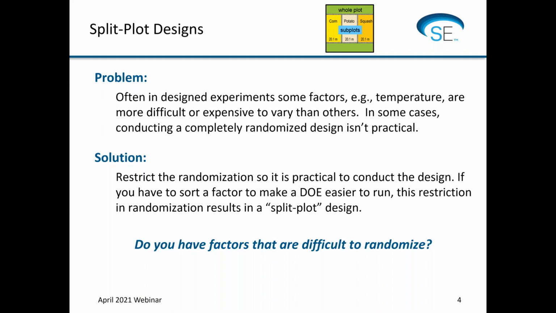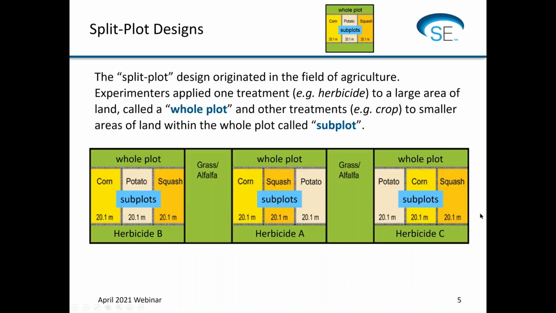So that creates a split plot. So you can think about whether or not you have factors that are difficult to randomize, and then those would be the hard to change factors that we'd vary less often when we do a split plot. So where does the name split plot come from?